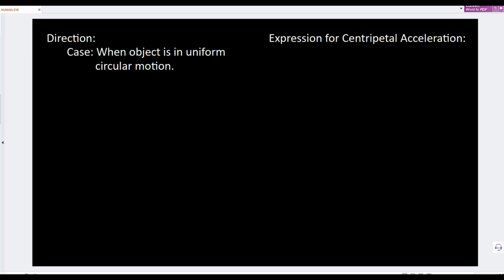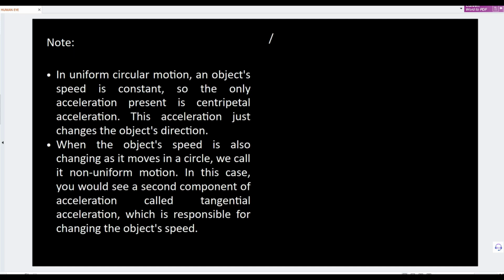One last note. Please note that in uniform motion, an object's speed is constant, so the only acceleration present is centripetal acceleration. This acceleration just changes the object's direction. When the object speeds up, that is, the rate of change of angle is not constant, the object's speed is also changing as it moves in a circular path. We call it non-uniform circular motion. In this case, you will see a second component of acceleration, your tangential acceleration, which is responsible for changing the object's speed.